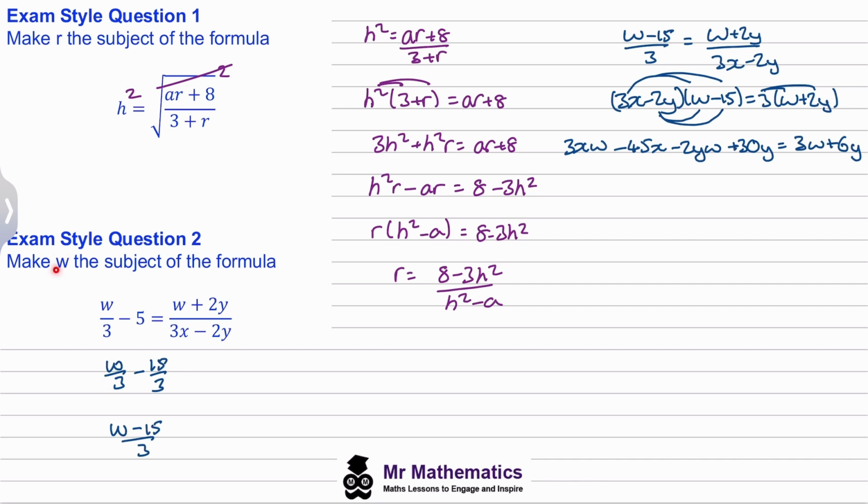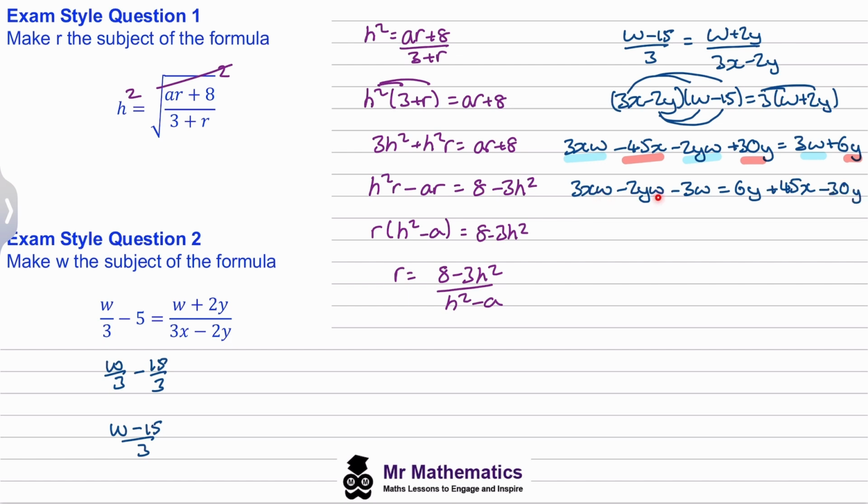And now, because we want to make w the subject, I want the w's in blue on the left-hand side. So I need to move this 3w to the left-hand side. And I want the other terms all on the right-hand side. So we'll have 3xw minus the 2yw minus this 3w will equal the 6y plus the 45x minus the 30y.